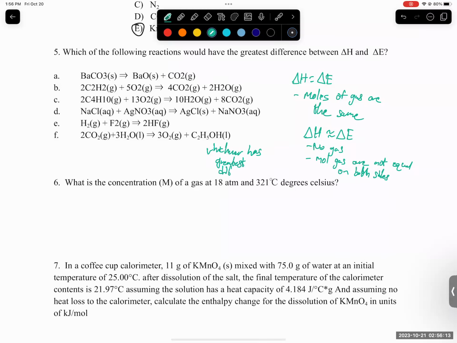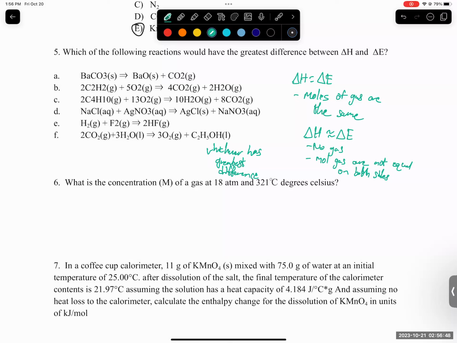So really the moral of the story here is the difference in moles of gas is how different your delta H is to delta E. So if your moles of gas are decreasing, then there's a lesser difference between delta H and delta E, and vice versa, if there's greater moles of gas. So that's what we're looking for here, in a nutshell. We're looking for the change in moles of gas. So we have to find the greatest increase in moles of gas from our reactants to our products.